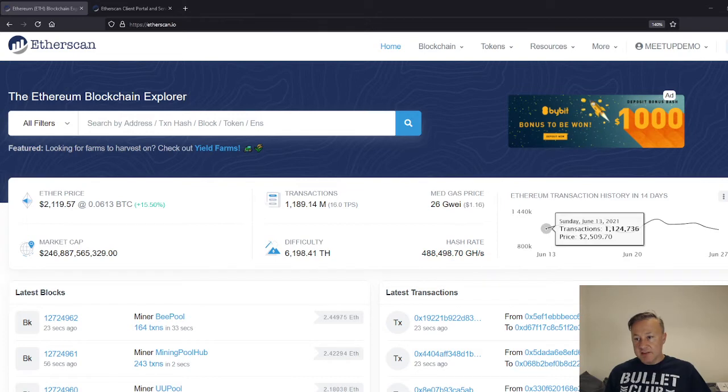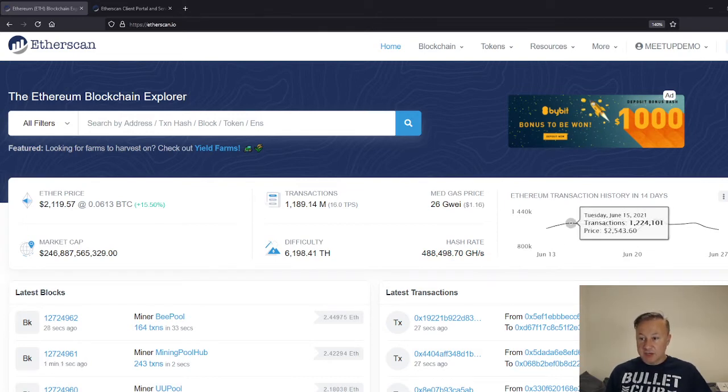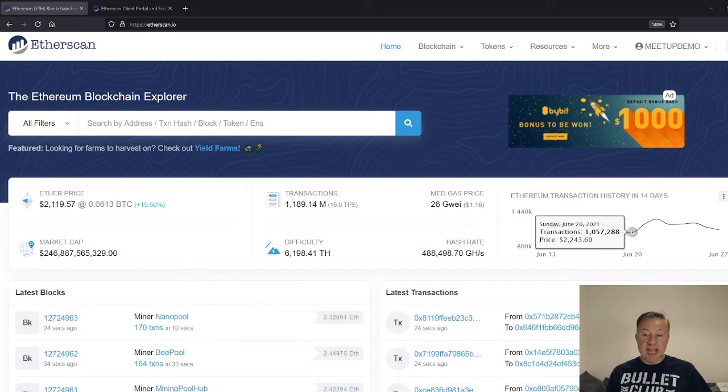You've also got the Ethereum transaction history over the last 14 days. So this actually gives you the cost of Ethereum, how many transactions have actually taken place on each individual day, and you can click on that at any point to see all of those transactions that took place on that day.